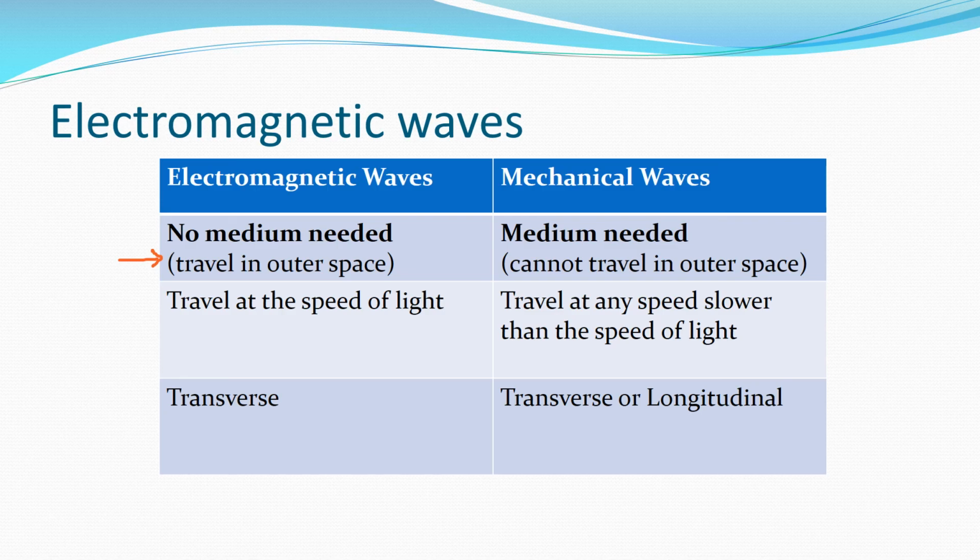Electromagnetic waves travel at the speed of light. And mechanical waves travel at any speed slower than the speed of light, and usually it's significantly slower than the speed of light. Electromagnetic waves are only transverse, and mechanical waves can be transverse or longitudinal.